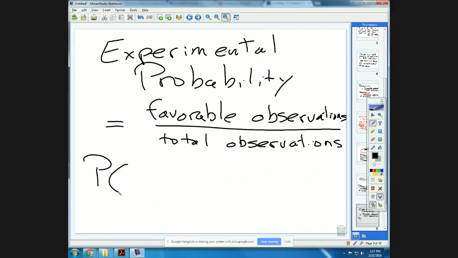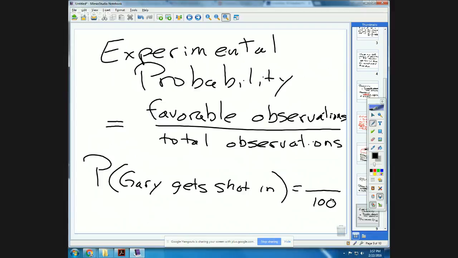So the probability Gary gets a shot. The only way we can really measure that is by watching him shoot so many times. And so let's say we watched him shoot 100 times. And of those 100 times, he got it in 37 times, say. So then, based on those 100 trials of the experiment, and sometimes we call it, instead of observations, we'll say trials, he got 37. So then we can say his probability is about 37%.